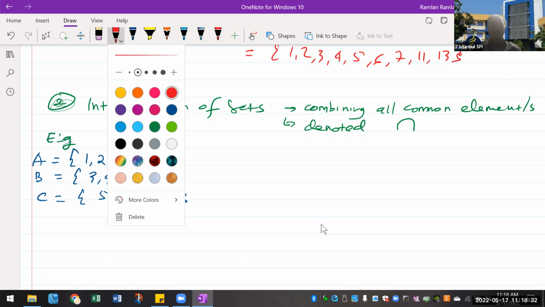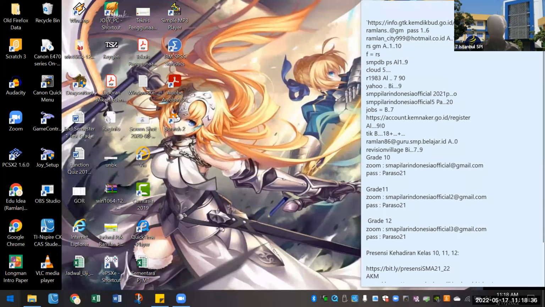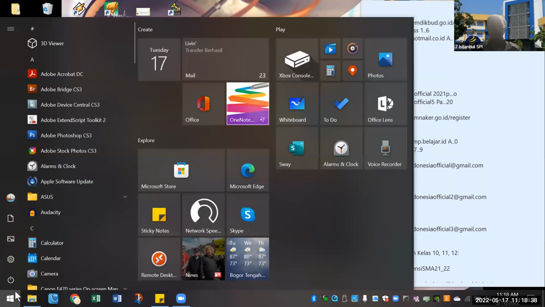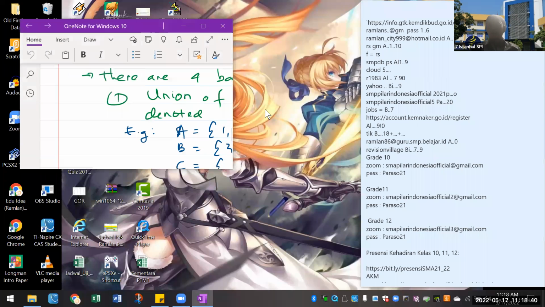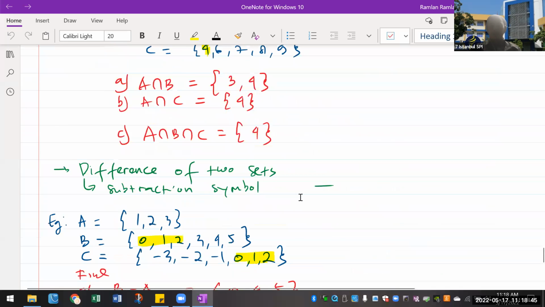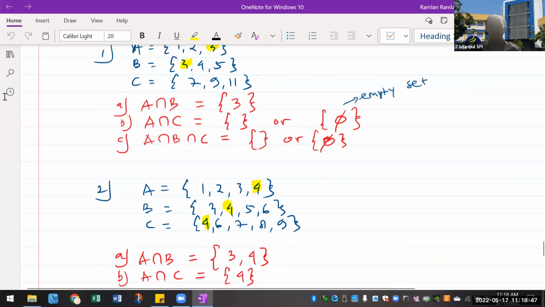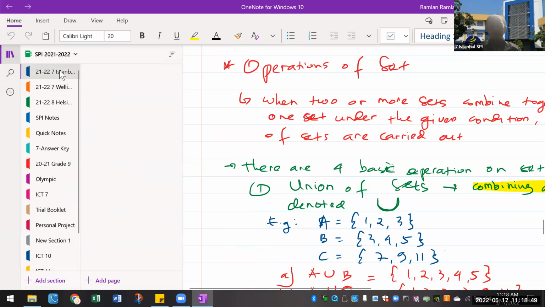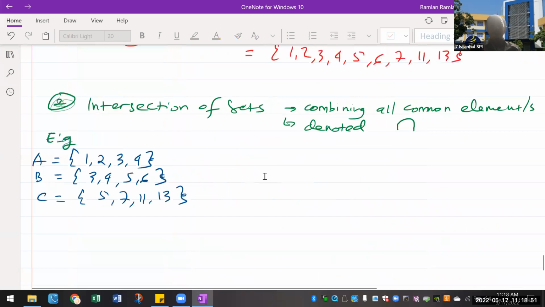Tadi guys, ini kayaknya error deh. Saya harus restart dulu. Let me restart that. Kok ini? Oh, salah. Ini kelas sebelah. Okay, here we go.